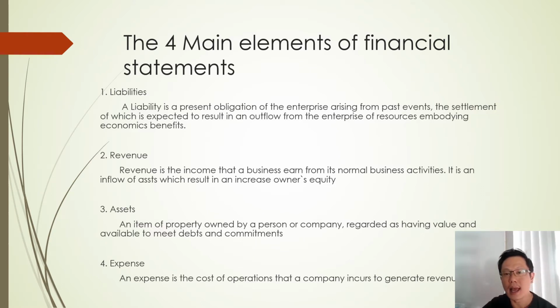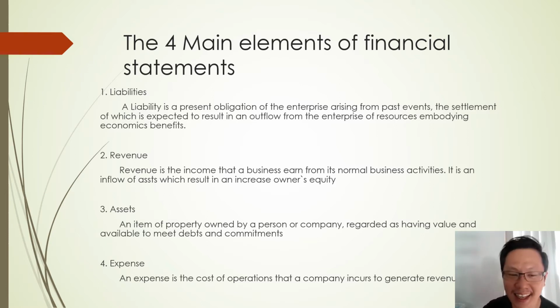The 4 main elements of financial statements. Number 1, liabilities. A liability is a present obligation of the enterprise arising from past events, the settlement of which is expected to result in an outflow from the enterprise of resources embodying economic benefit. Number 2, revenue. Revenue is the income that a business earns from its normal business activities. It is an inflow of assets which results in increased owner equity.